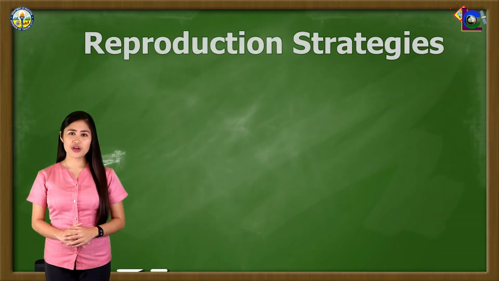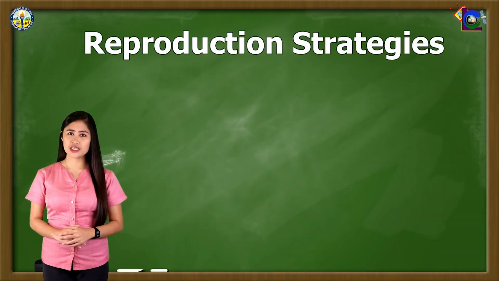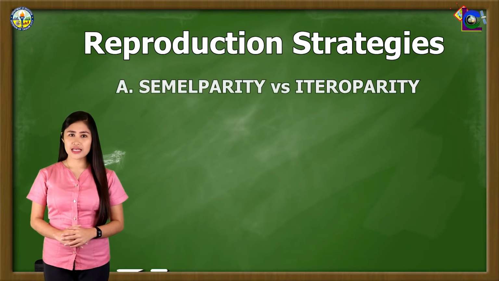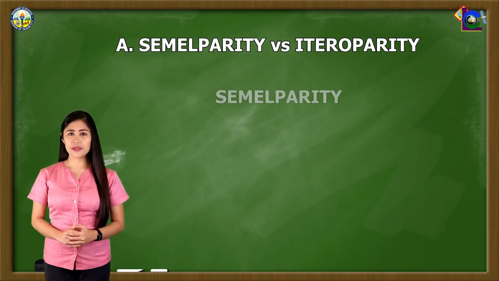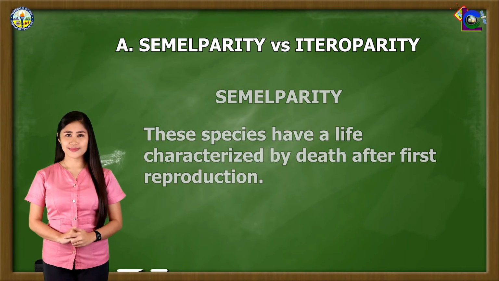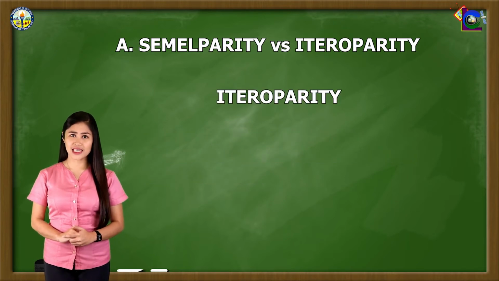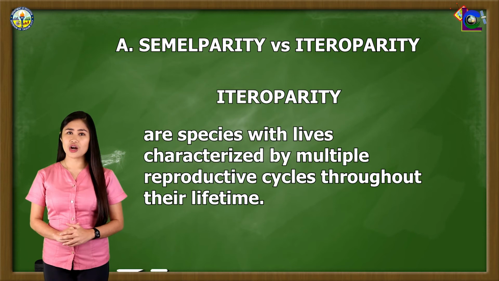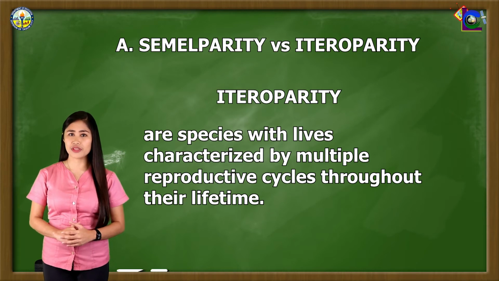First, the reproduction strategies, which constitute the r-K strategies. Semelparity versus iteroparity. First, semelparity. These species have a life characterized by death after first reproduction. Iteroparity, on the other hand, are species with lives characterized by multiple reproductive cycles throughout their lifetime.